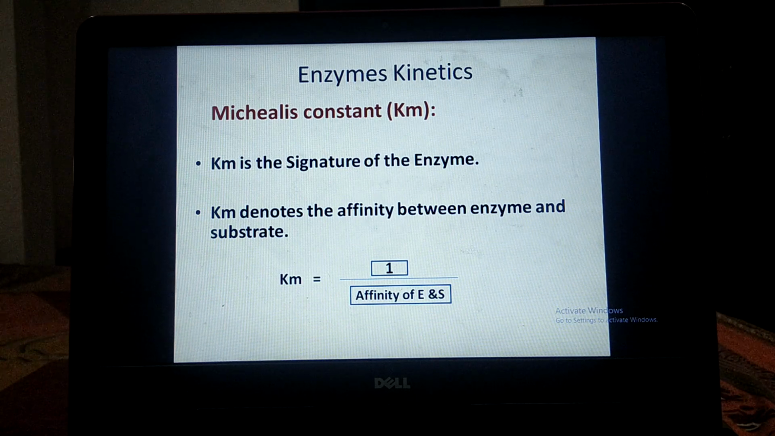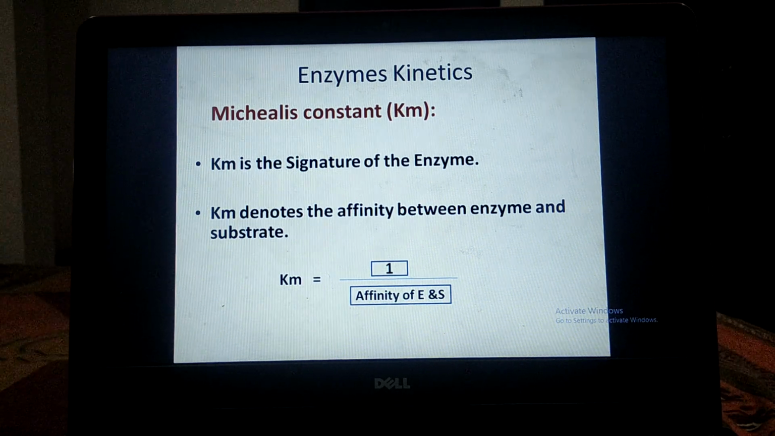At low substrate concentration, they will combine, and half of the active sites of the enzyme are easily occupied by the substrate at low substrate concentration. Why? Because their affinity is high. So when affinity is high, to get half of the maximum velocity, we require less substrate concentration. Less substrate concentration means the Km is low.